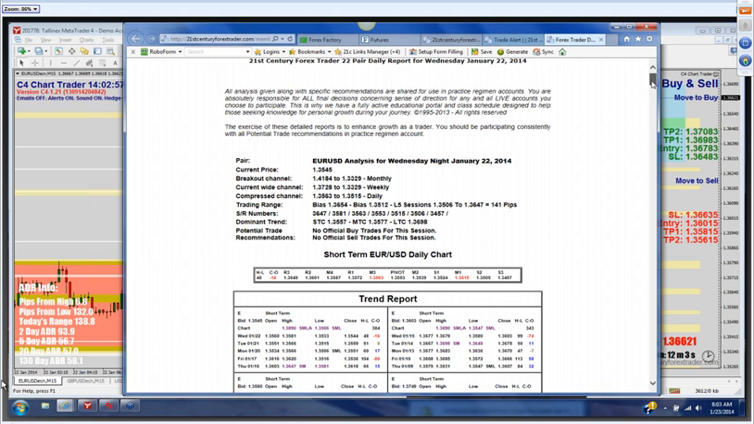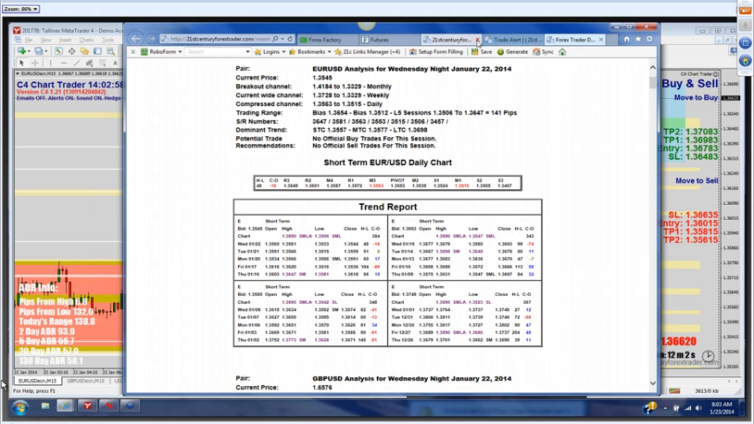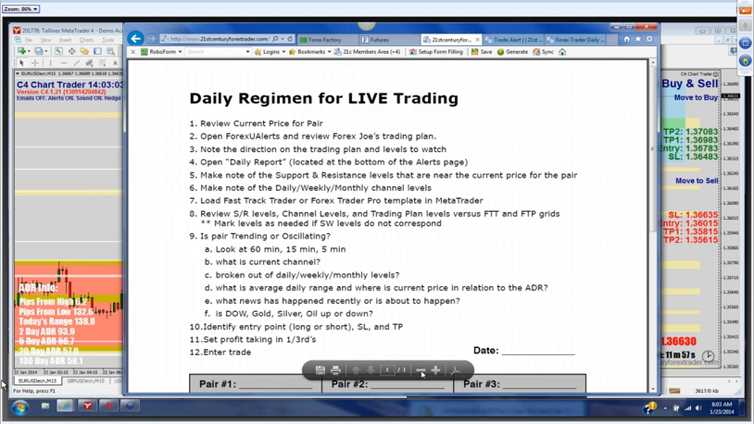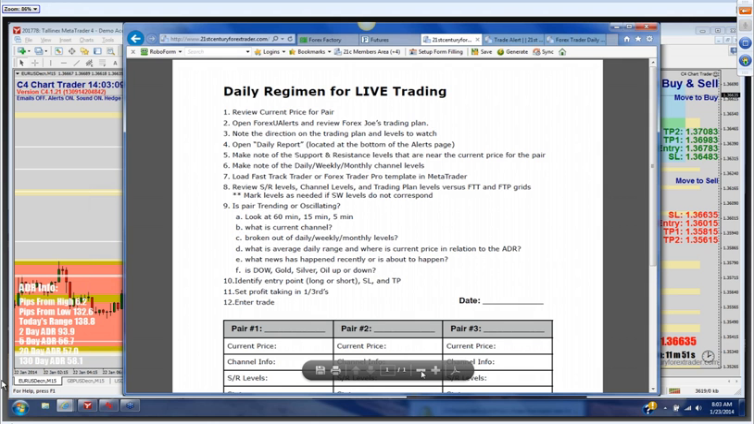And then the last thing that we should have open is our daily trading regimen, which is also found in the members area in a number of places. Found in the Downloads tab. It's found on your Live Trading tab, where you go for the schedule. You're able to see your report, the link for the daily trading regimen. And we'll be walking through this.